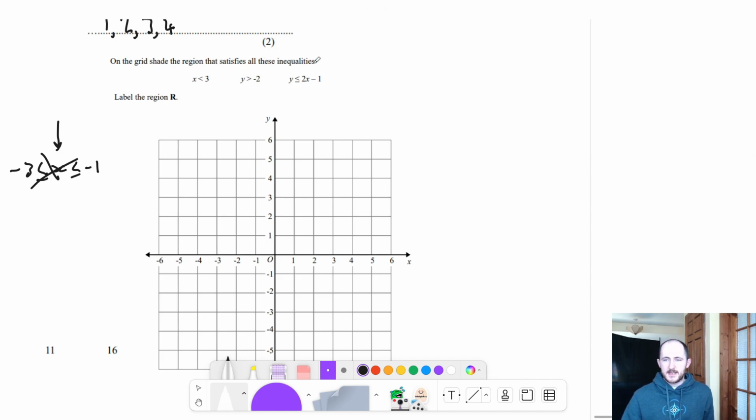On the grid, shade the region that satisfies all the inequalities. x is bigger than 3, bigger than -2. Okay. Here's what I do. I draw the lines. They look like this.